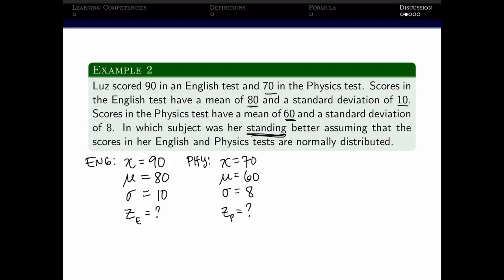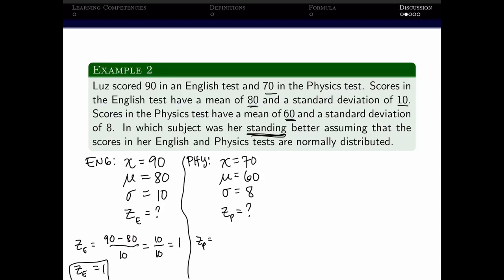So to solve for Z for English, we have x minus mu over sigma, which is 10 over 10, which is 1. So Z for English is 1. For physics, Z is equal to x minus mu over sigma, which is equal to 10 over 8, which is equal to 1.25. So Z for physics is 1.25.